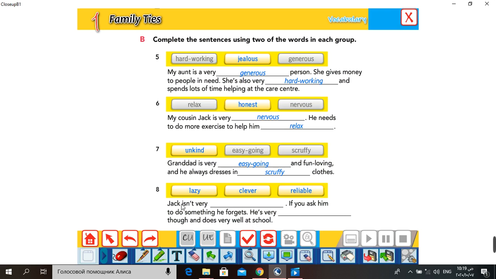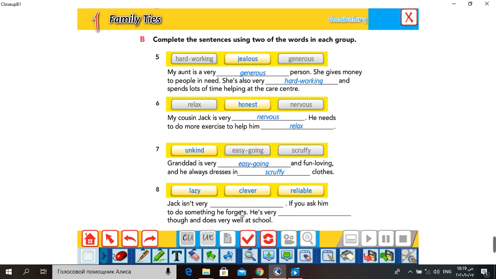The sentence says, Jack isn't very reliable. If you ask him to do something, he forgets. So he is not very what? Not very lazy or not very clever or not very reliable. Let's see. He's very clever, though, and does very well at school.